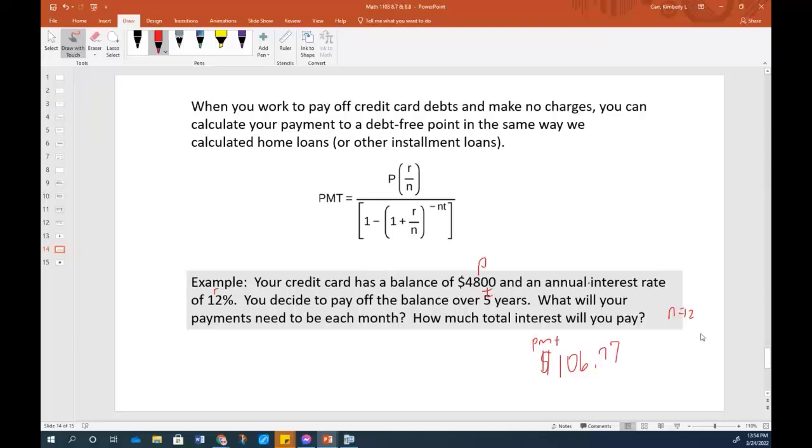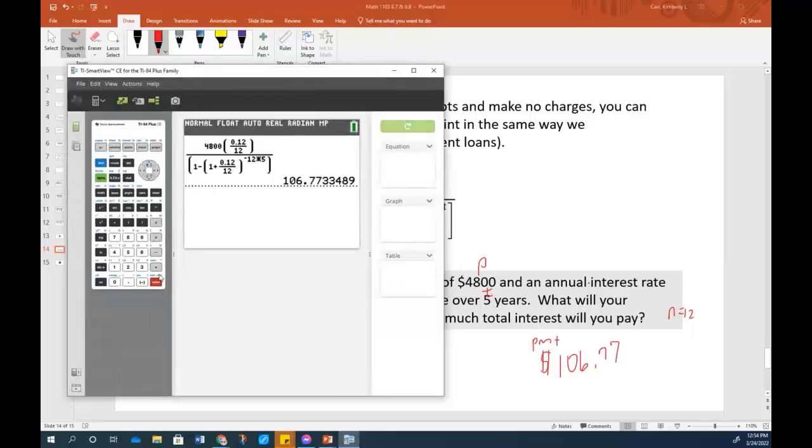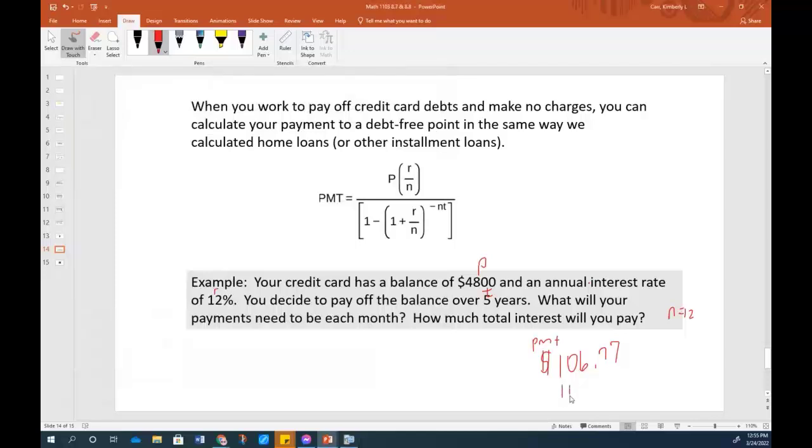How much total interest will you pay? Well, let's go back because you have to kind of calculate that out. We do this the same way we did with the house, though. We would take our payments, 106.77, and say, I'm going to make 12 payments a year for 5 years. So I'm going to make a total payment back of $6,406.20, minus my original amount that I owed. So my interest would be $1,606.20.